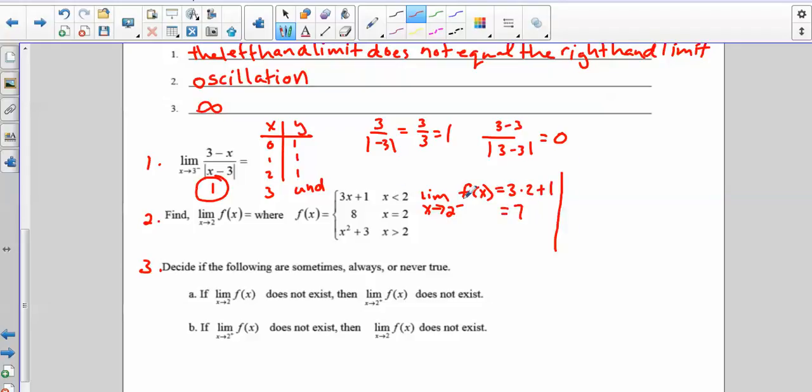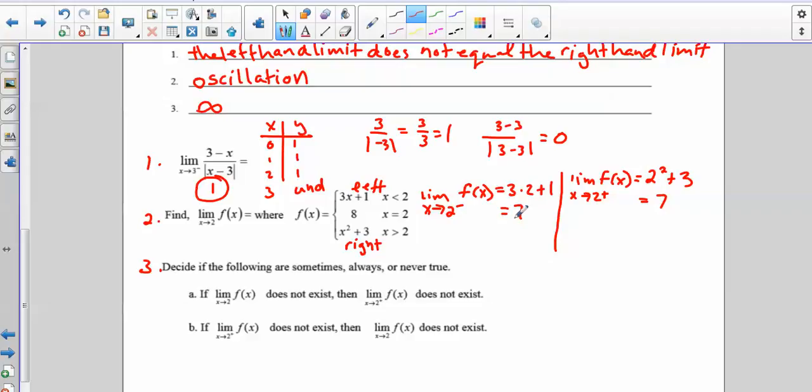And then I'm going to do my right-hand limit. I'm going to do the limit as x approaches 2 from the right, and this was my left function. This one down here is my right function. So I'm going to write f of x here, and then I'm going to plug 2 into the function, 2 squared plus 3, and I get 7.